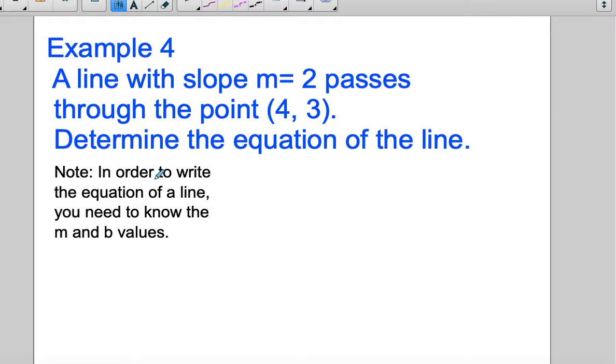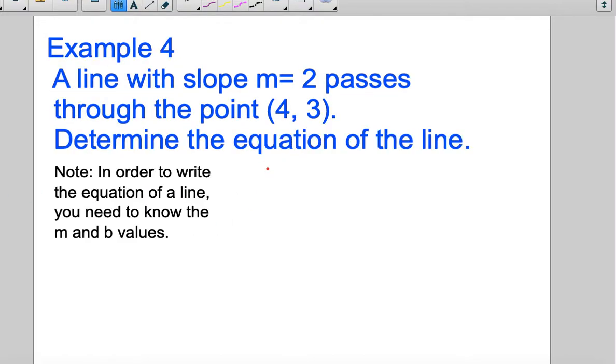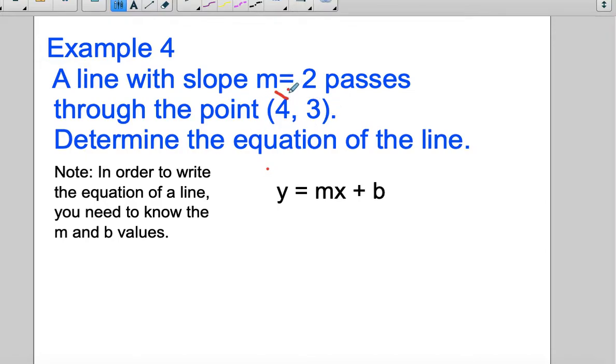Example 4 says a line with a slope m equals 2 passes through the point (4, 3). Determine the equation of the line. So in order to write the equation of the line, you need to know the m and the b values. So we are going to start with the form of y equals mx plus b, and here we're going to sub in what we know. So if you recall, when you have a pair of coordinates, this is your x value, this is your y value.